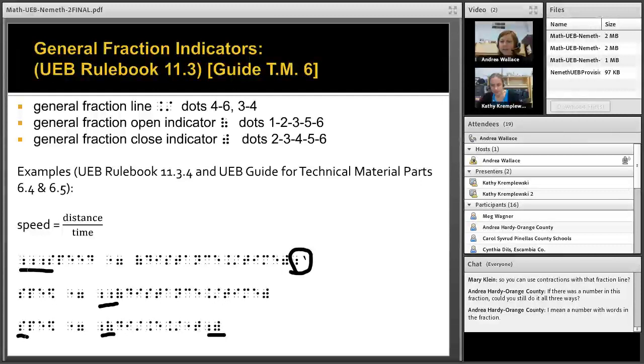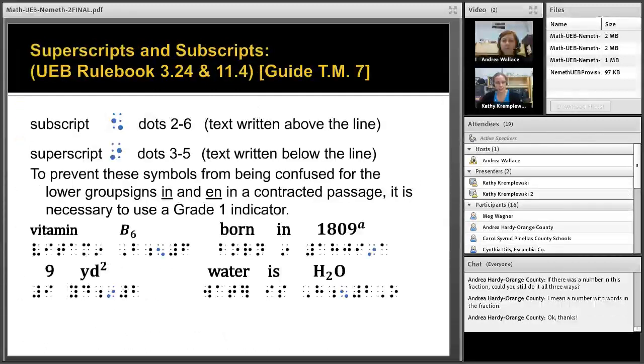Andrea Hardy's typing, so let's see. I mean a number with words in the fraction. Number with, yes, yeah. And that was one of the things with UEB: you can put numbers in the middle of words. You can have all of them mixed up like that. Okay, good question.